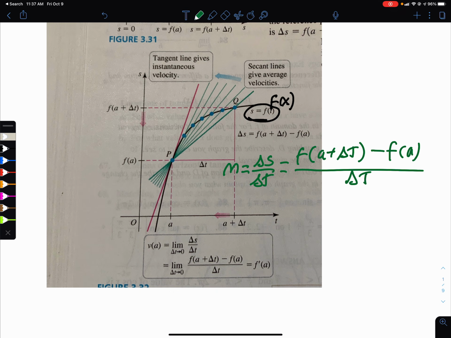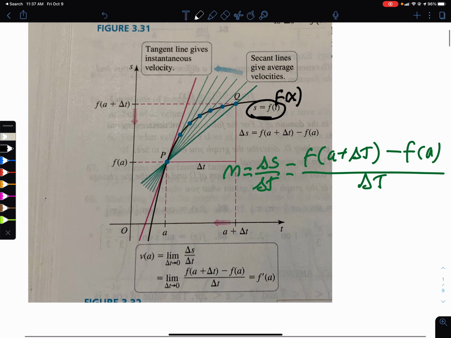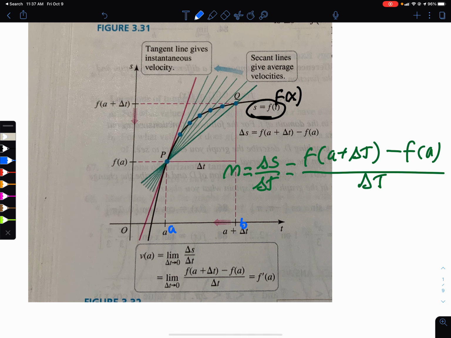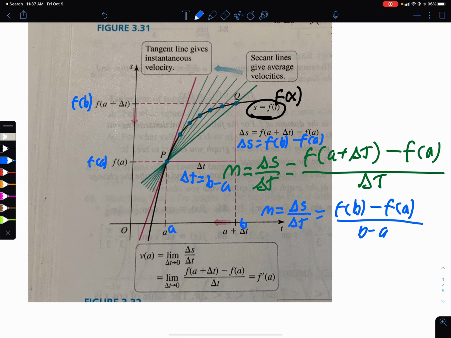If we were to change this to B, I'll do it in a different color like blue so you can see. If we had, instead of A and B, this would be f of A and f of B. Your delta S in this case would be f of B minus f of A, and your delta T in this case would be B minus A. So in the blue case, it's exactly the same. It's just different labeling. You would get f of B minus f of A over B minus A. So it's the same thing. These two formulas are one and the same.